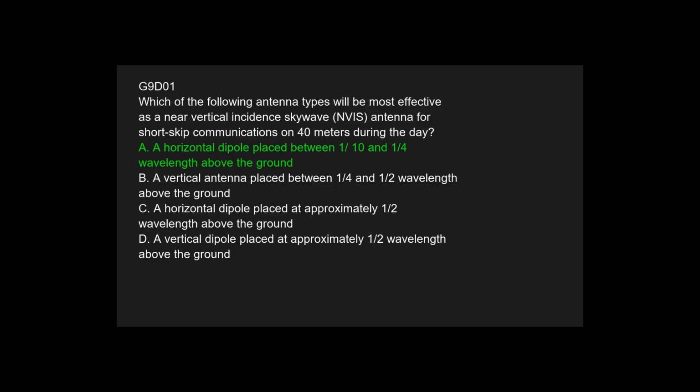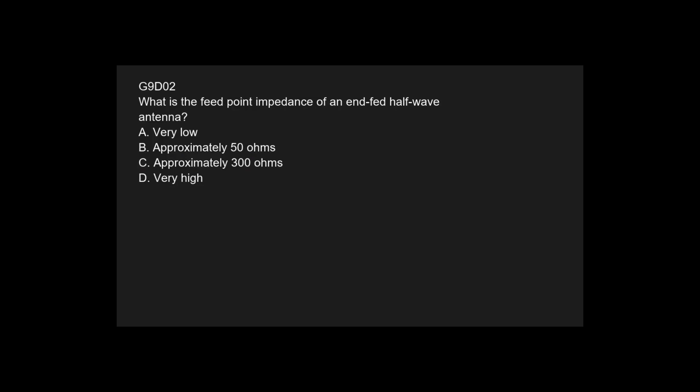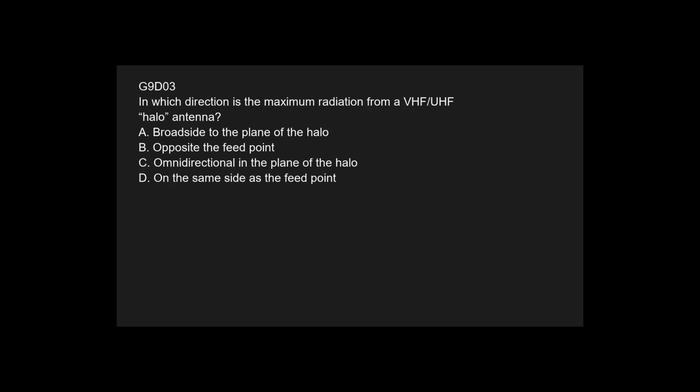The correct answer is A. A horizontal dipole placed between 1/10 and 1/4 wavelength above the ground. Question: What is the feed point impedance of an end-fed half-wave antenna? The correct answer is D. Very high. Question: In which direction is the maximum radiation from a VHF/UHF halo antenna? The correct answer is C. Omnidirectional in the plane of the halo.